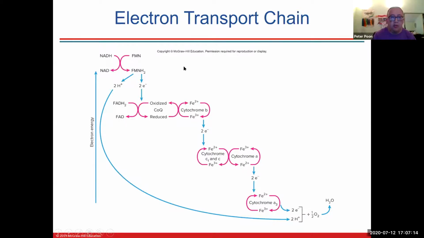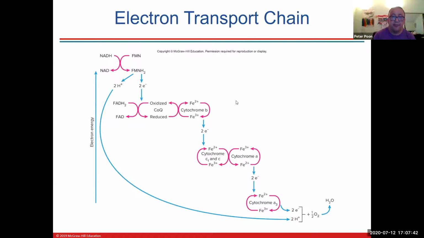So that goes to that, goes to that, goes to that. Ultimately, where the electrons go is oxygen. The electrons get dropped onto oxygen to form water. Why is that important? This is your sole reason for breathing in oxygen.